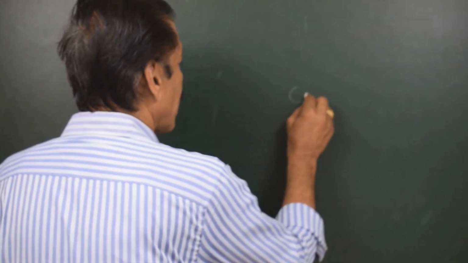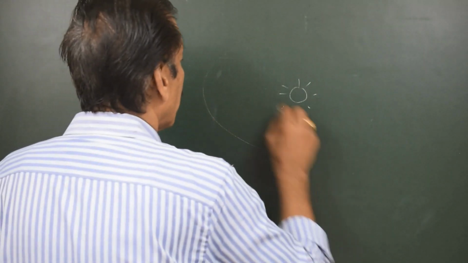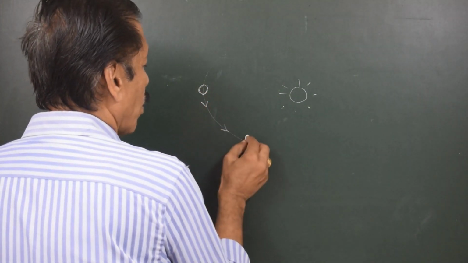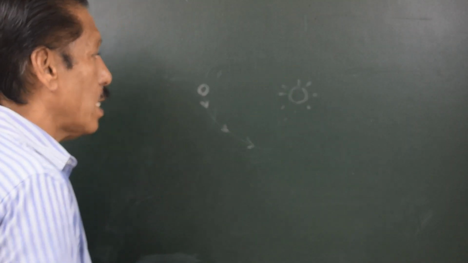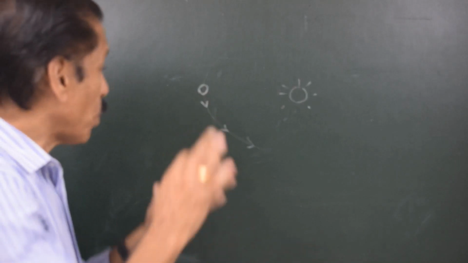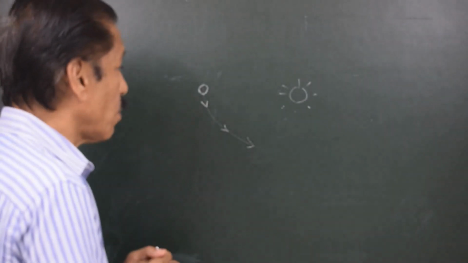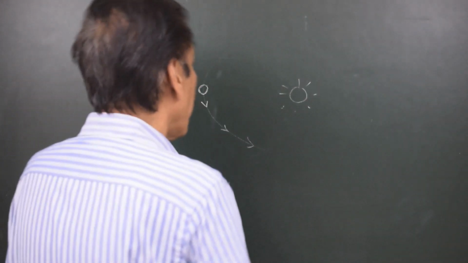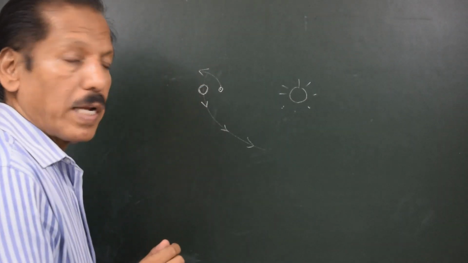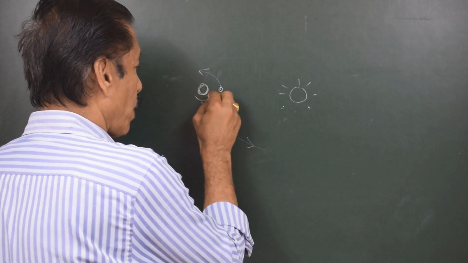If we consider this as the orbit of Earth, we know that the Earth goes anti-clockwise. So when we look at the solar system from the top of the Sun, from the top of the North Pole, we find that the Earth is revolving in an anti-clockwise direction. Around the Earth, the Moon is also revolving in an anti-clockwise direction. In addition, the Earth is spinning also in an anti-clockwise direction.